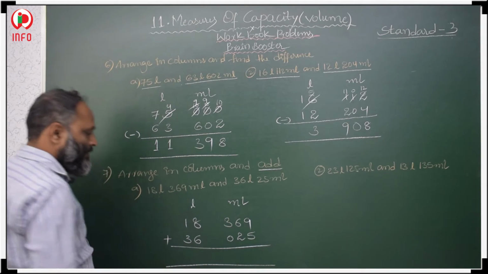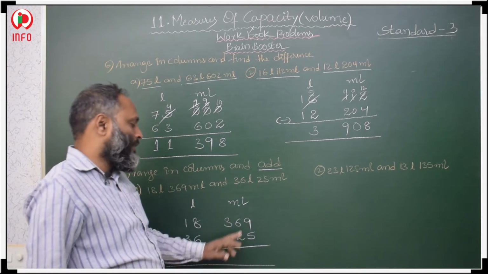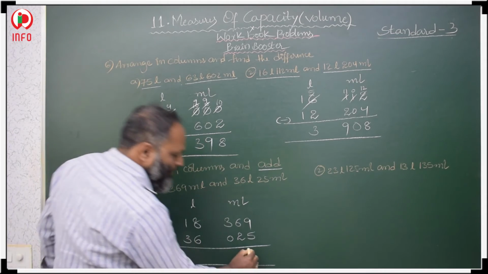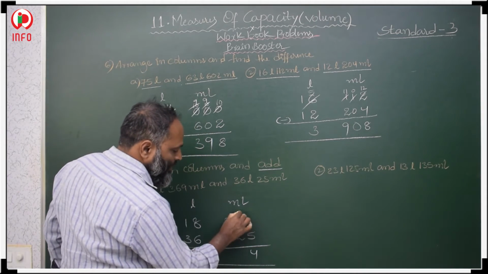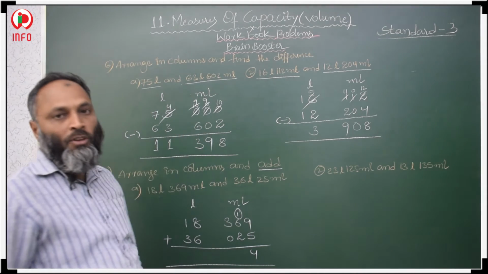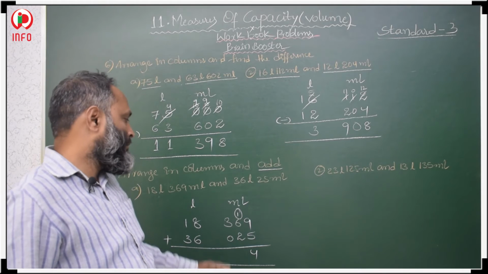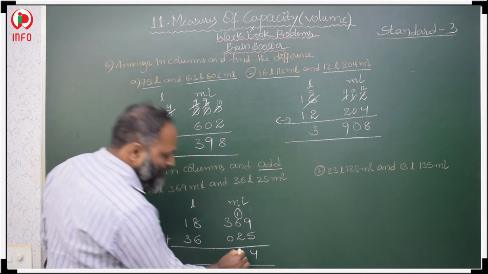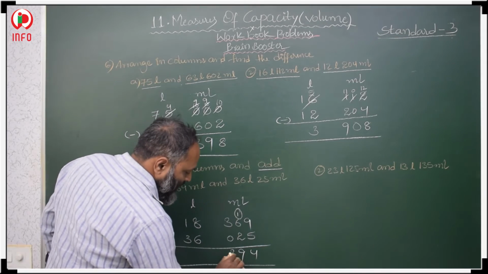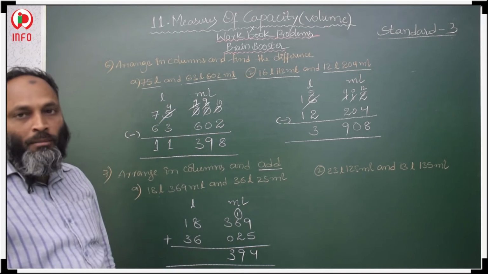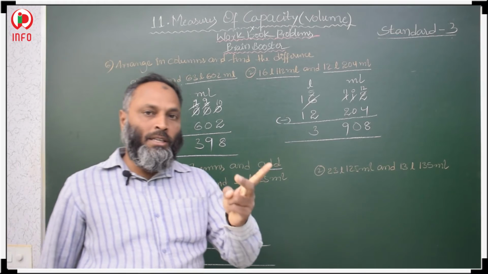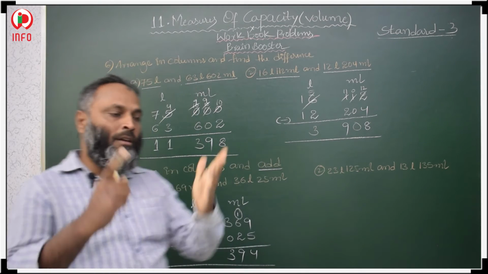Then plus. 9 plus 5, 9, 10, 11, 12, 13, 14. 14 means 4 in the 1's place of milliliters. 1 you have to take as carry over to the 10's place of milliliters. 6 plus 1, 7, 7 plus 2, 9. And 3 plus 0, 3. 394 milliliters.